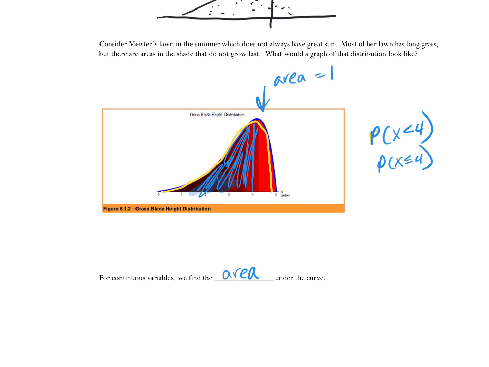What are you guys studying in calculus right now? Have you done anything with area yet? We will not be doing any integrals to find the area underneath this curve. Your calculator is pre-programmed to do the area that we need, so you don't need to worry about integrating any functions in this class. Okay, let's turn the page.